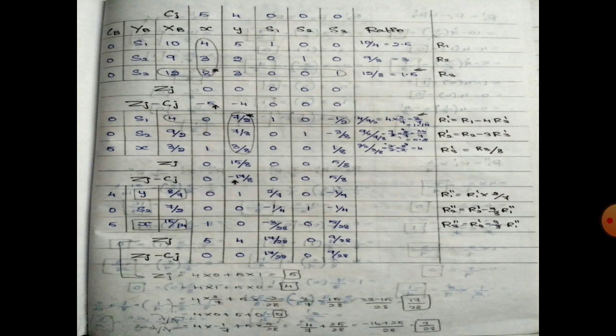So you have to kindly change the Zj value. For the first one it is 5, then 5 minus 5 is equal to 0. And the next is 15 by 8 minus 4. So 15 by 8 minus 4 means 8 is your LCM, 15 minus 32. So 15 minus 32 means minus 17. That's why we are having a negative value, minus 17 by 8.